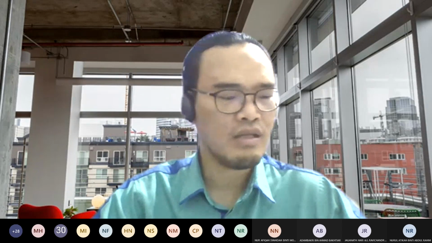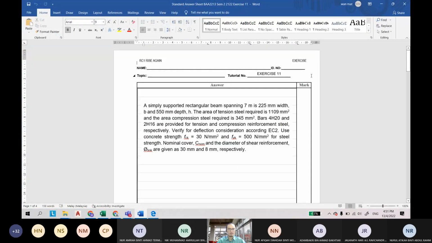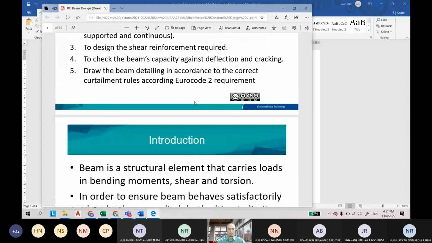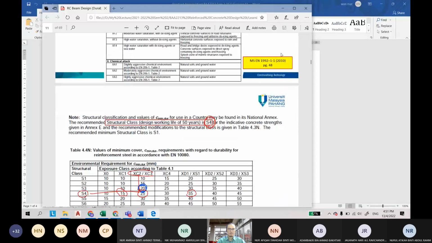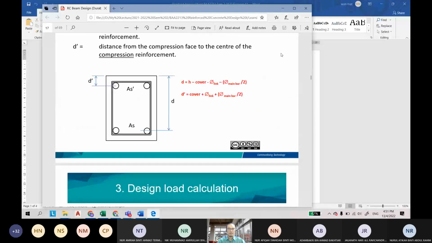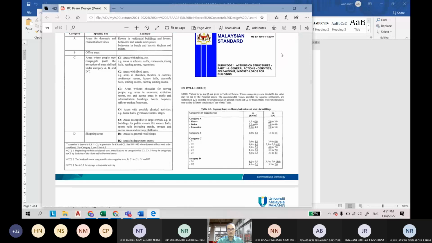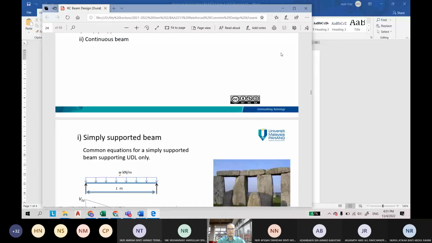In the class today, we will discuss the last topic of beam design, which is the deflection. Class, I believe you have already gone through the theory of deflection from the notes: how to determine the deflections, and how to check the allowable and the actual deflections. And of course, the allowable deflection must be greater than the actual deflection.